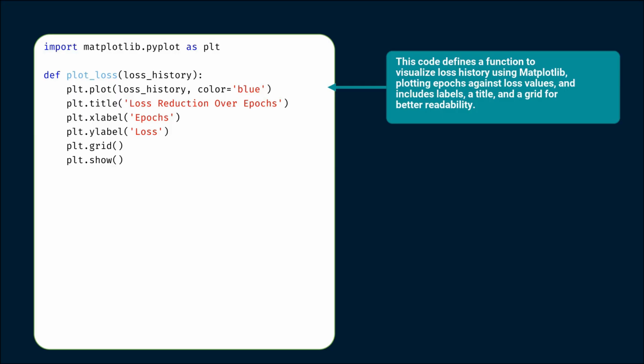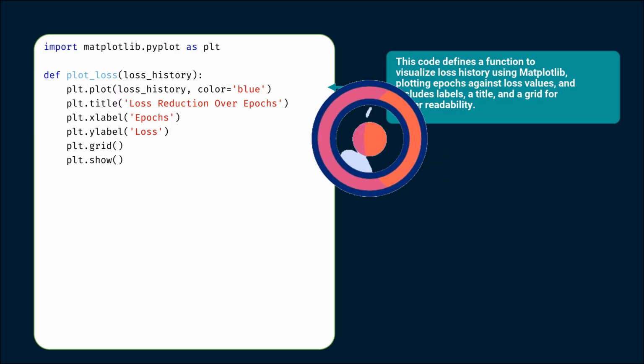The title, Loss Reduction over Epochs, gives context to what we're looking at, and the x-axis, labeled epochs, helps us see the progression of training. On the y-axis, we have loss, which shows the magnitude of loss, helping us evaluate changes in model performance.